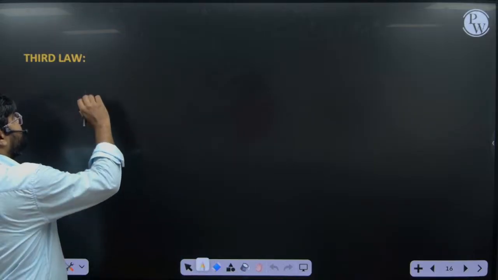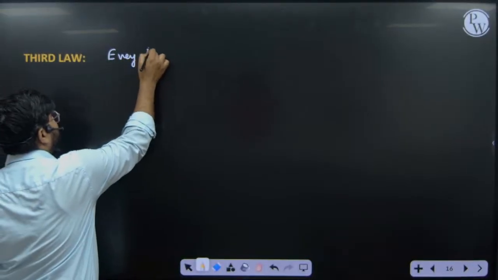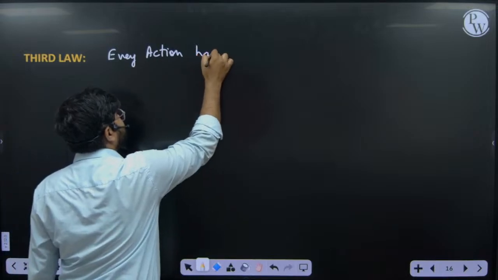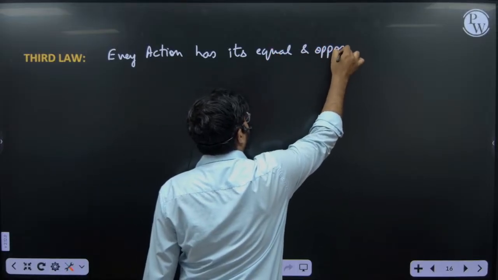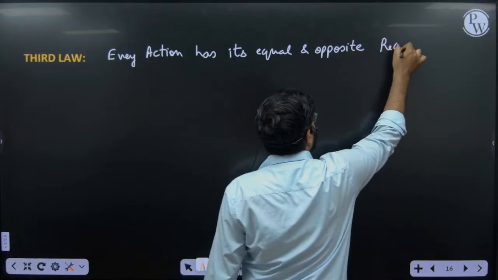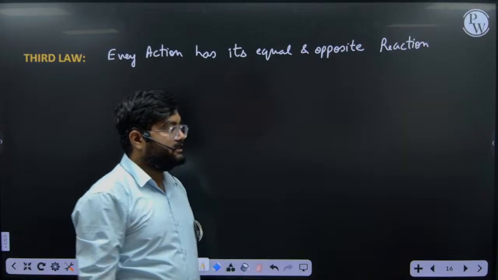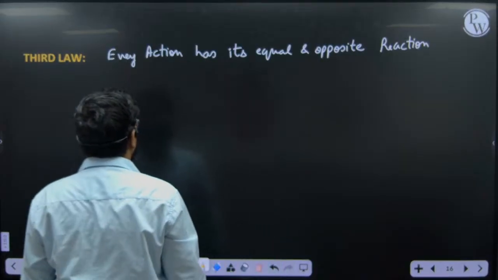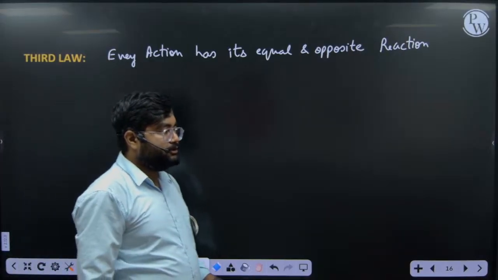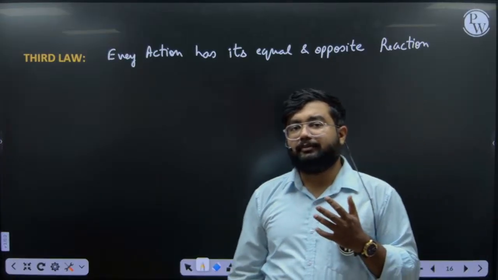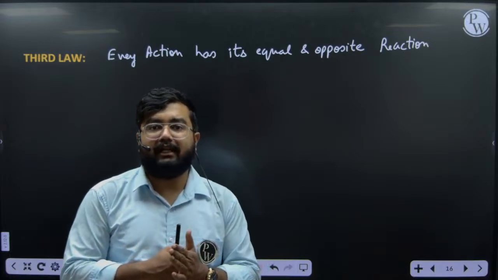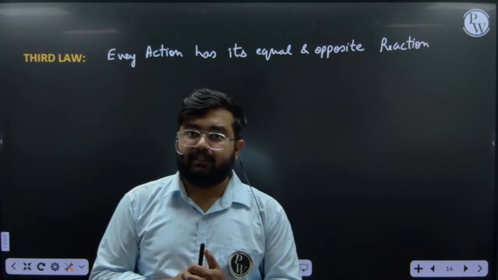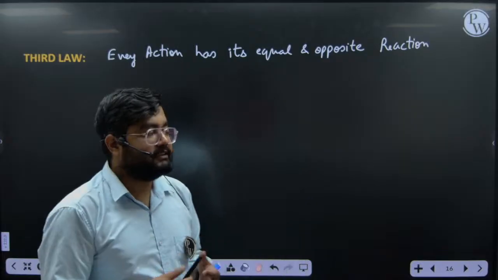Now coming to Newton's third law. Newton's third law states that every action has its equal and opposite reaction. So, if I push a wall, the wall pushes me back. If I apply a force on an object, the object will apply the same equal and opposite force on me as well. This is an action reaction pair.